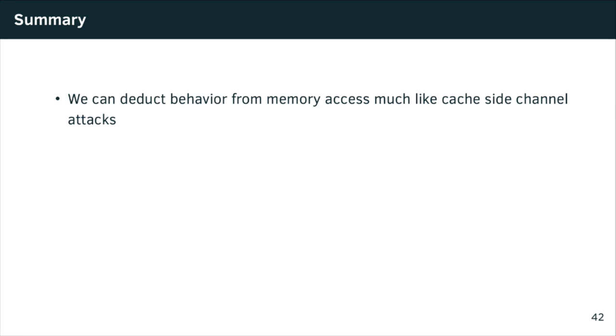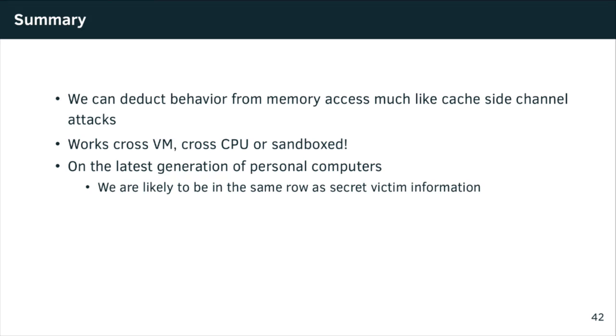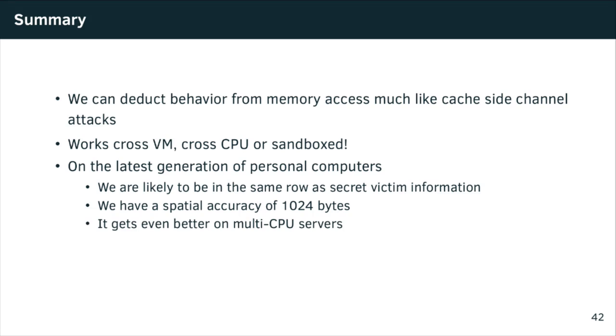So, in other words, we can deduce behavior from memory access, much like cache side channel attacks. It works cross VM, cross CPU, even sandboxed, because everybody does memory accesses. There's pretty much no way to avoid memory accesses, no matter what kind of execution environment you have. On the latest generation of personal computers, we are very likely to be in the same row as secret victim information. We have spatial accuracy of 1,024 bytes, which is pretty good. Handle uppercase doesn't have to be a particularly big function to push handle lowercase out, even if they are located directly beside each other in the code. And it gets even better on multi-CPU servers because often you have a 3rd bit in the lower 11.